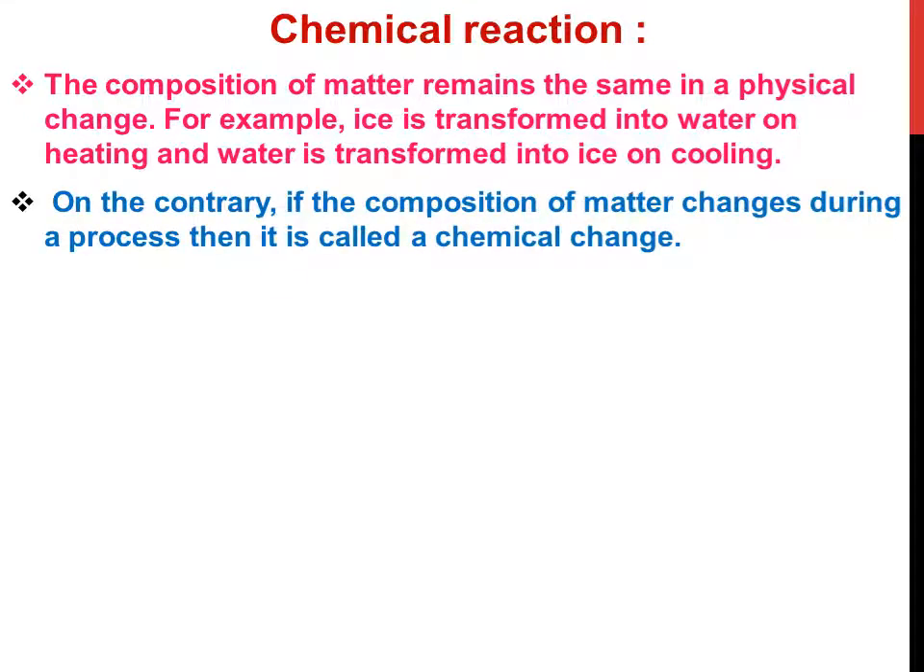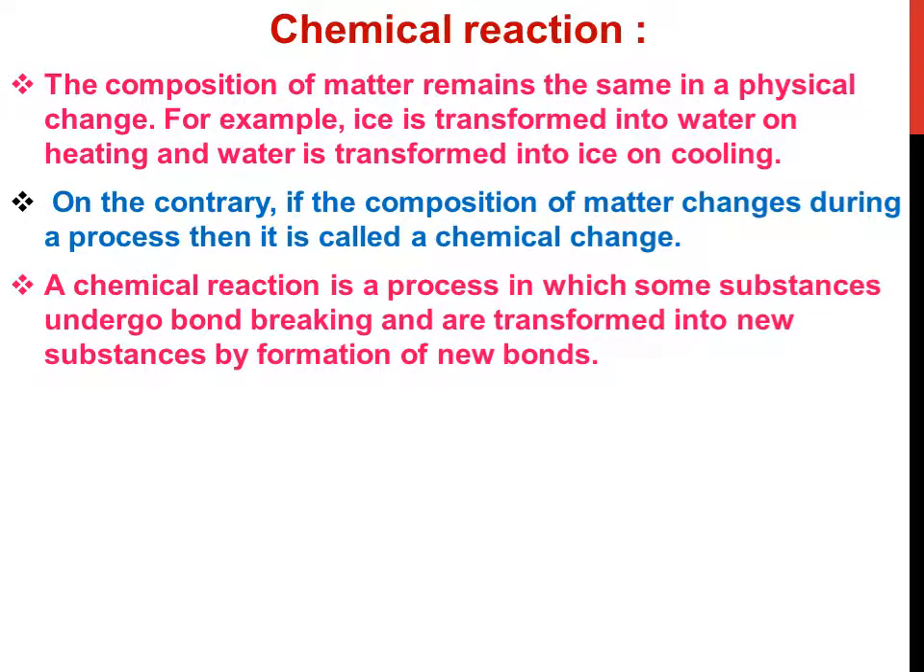When we call a particular process or phenomenon a chemical change, some chemical reactions are taking place in the concerned matter. On the contrary, if the composition of matter changes during a process, then it is called a chemical change. A chemical reaction is a process in which some substances undergo bond breaking and are transformed into new substances by formation of new bonds.